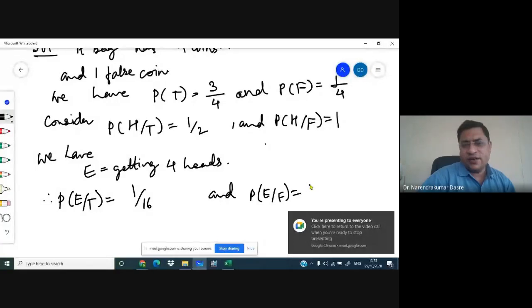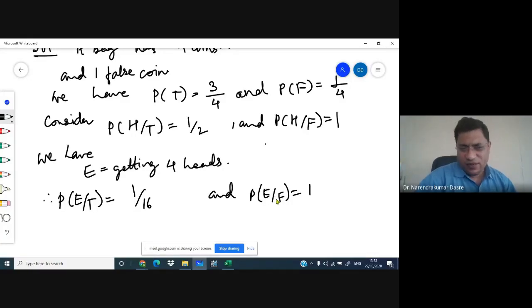Now, once we have the 16 observations, how many observations will satisfy your criteria of all 4 heads? That will be only one. Because you can have 0 heads, 1 head, 2 heads, 3 heads, or 4 heads, and our event is getting 4 heads. So that is 1 out of 16 observations. That means the probability that the true coin was selected and we got all 4 heads is 1 by 16. And here the probability is 1, because all 4 times you toss the false coin, you will always get head.